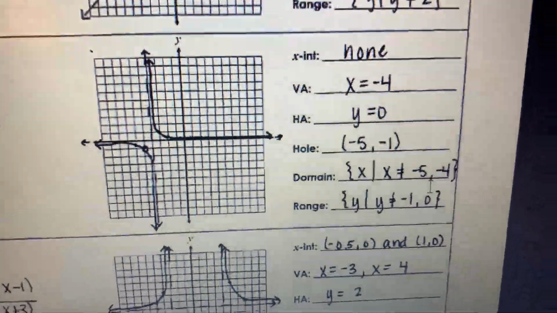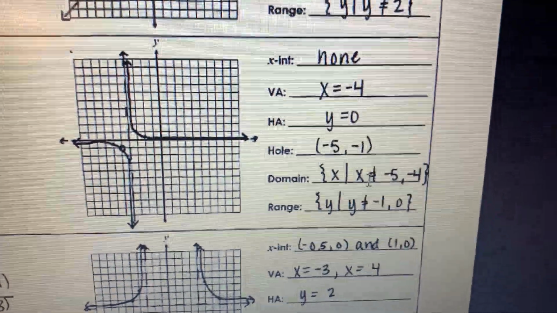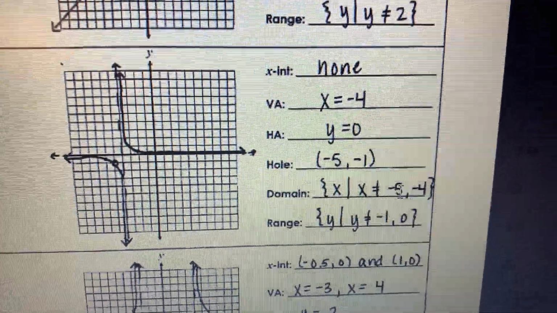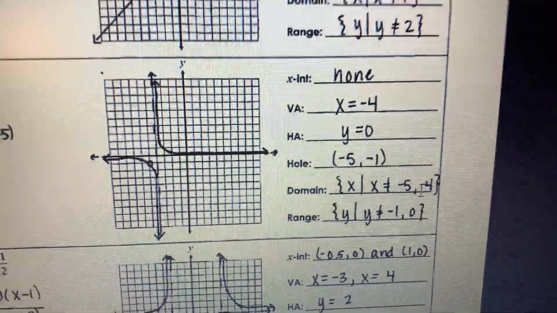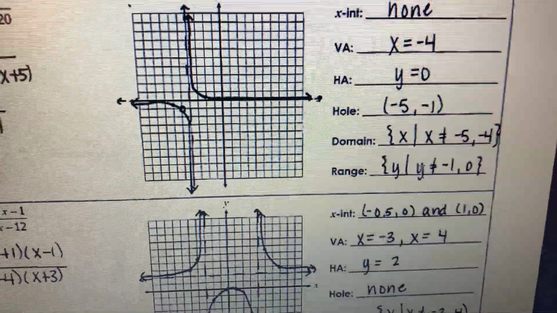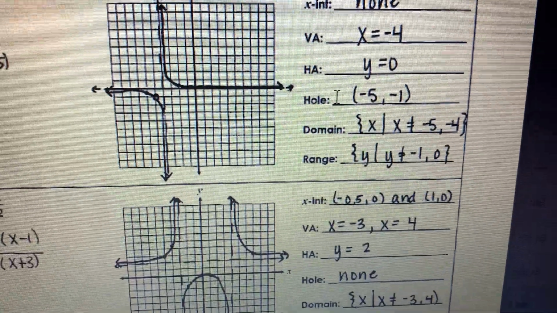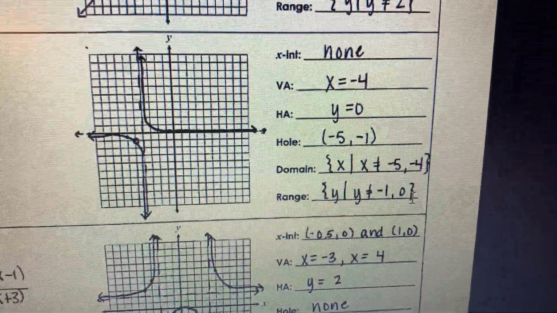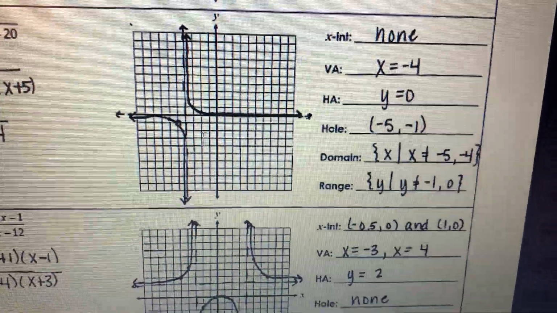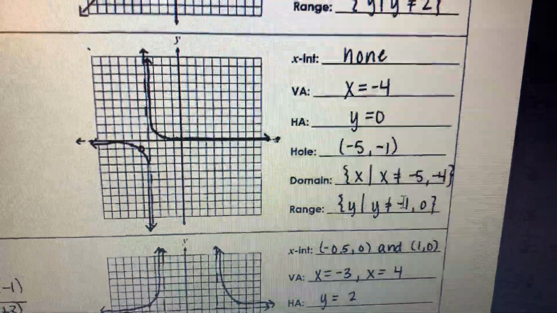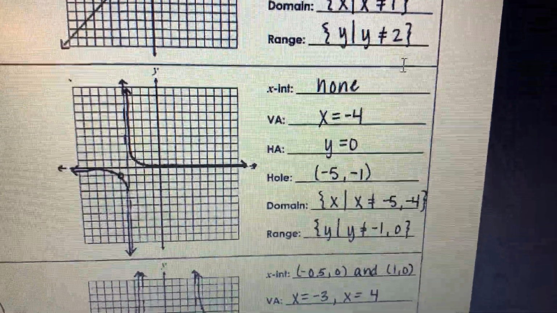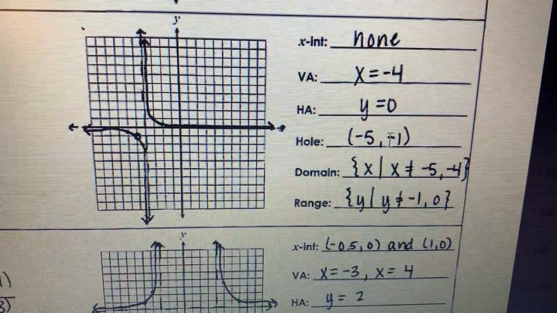What about the domain? Well, you need to say the values that x can't equal. X won't equal negative 5, and it won't equal negative 4. Then you need to say the range, the values that y won't equal. Since there's an asymptote here where y is 0, y won't equal 0. And because there's a hole here, y won't equal negative 1. And so the domain and range relates to all this information that you wrote down.